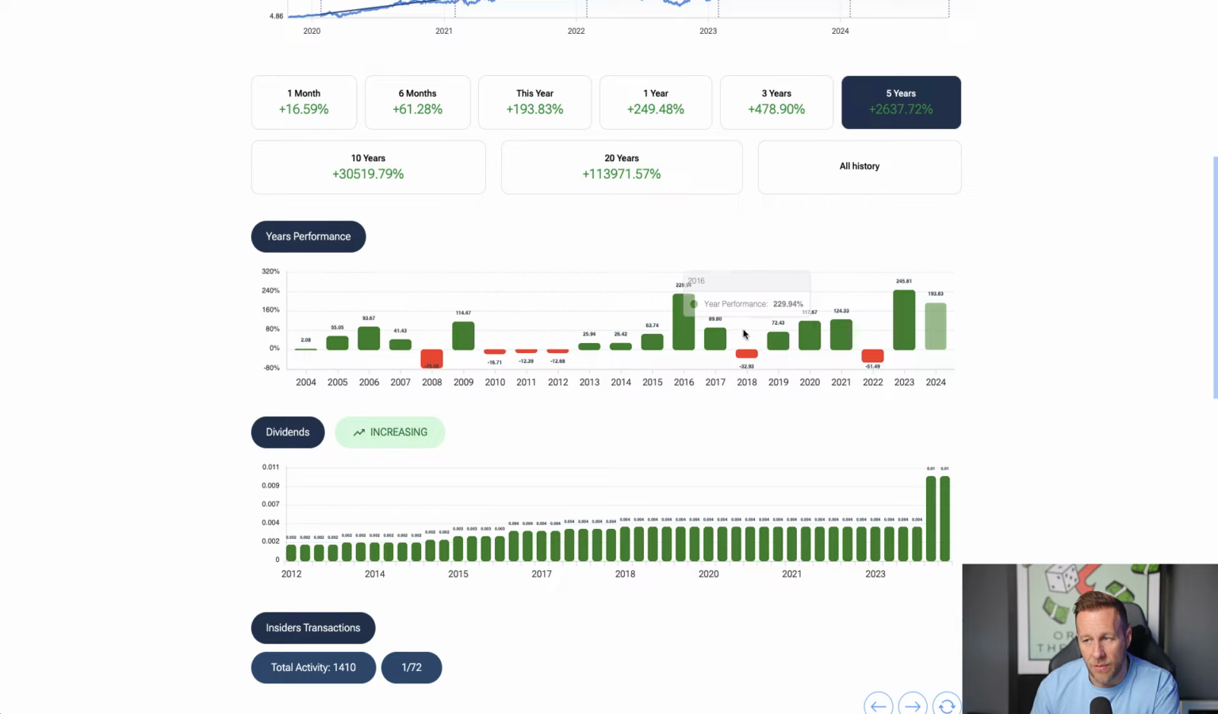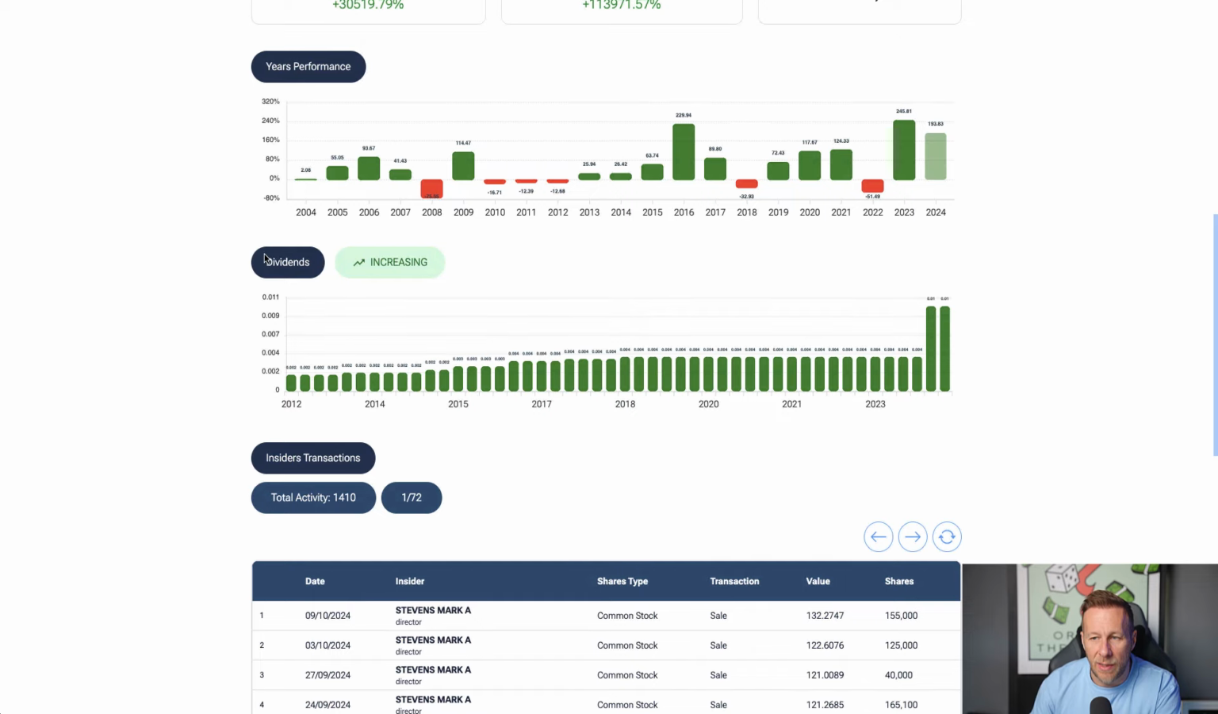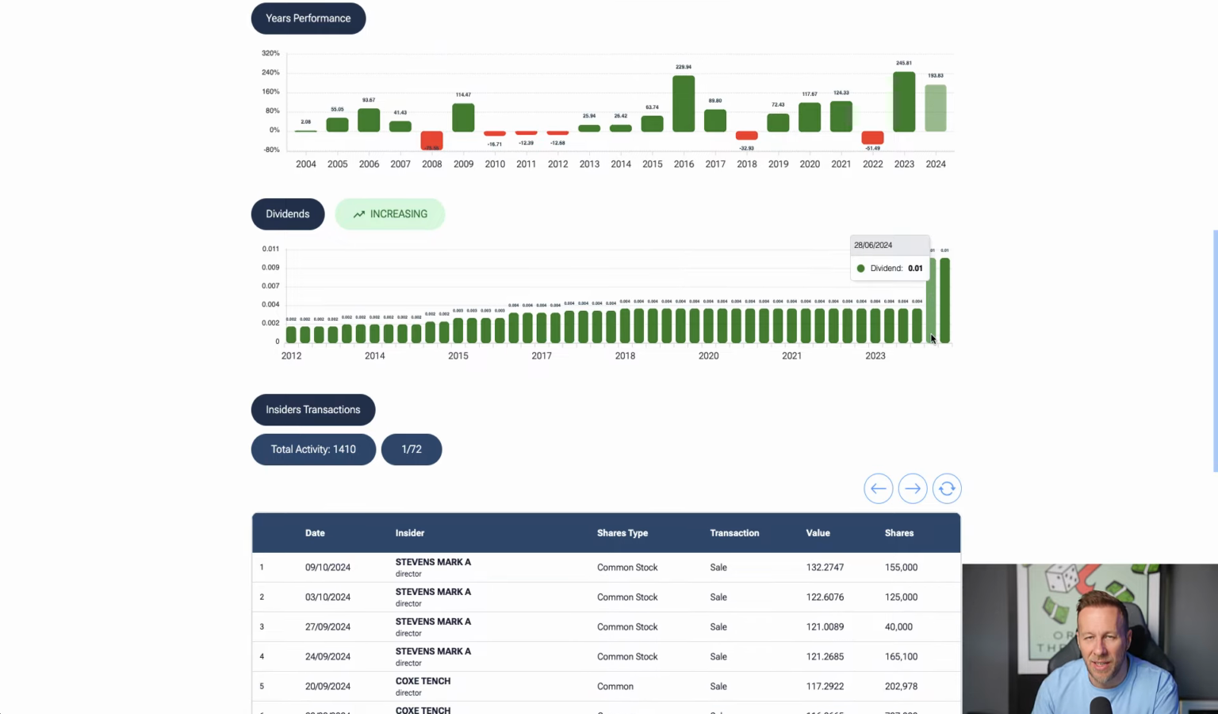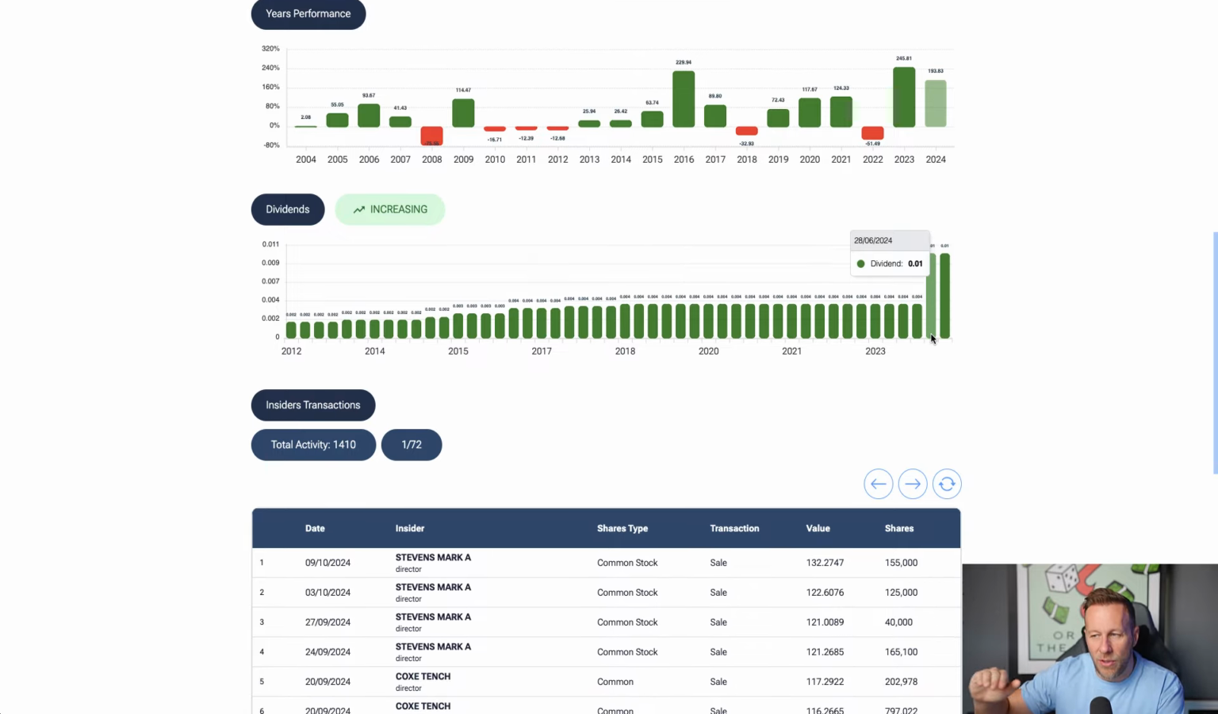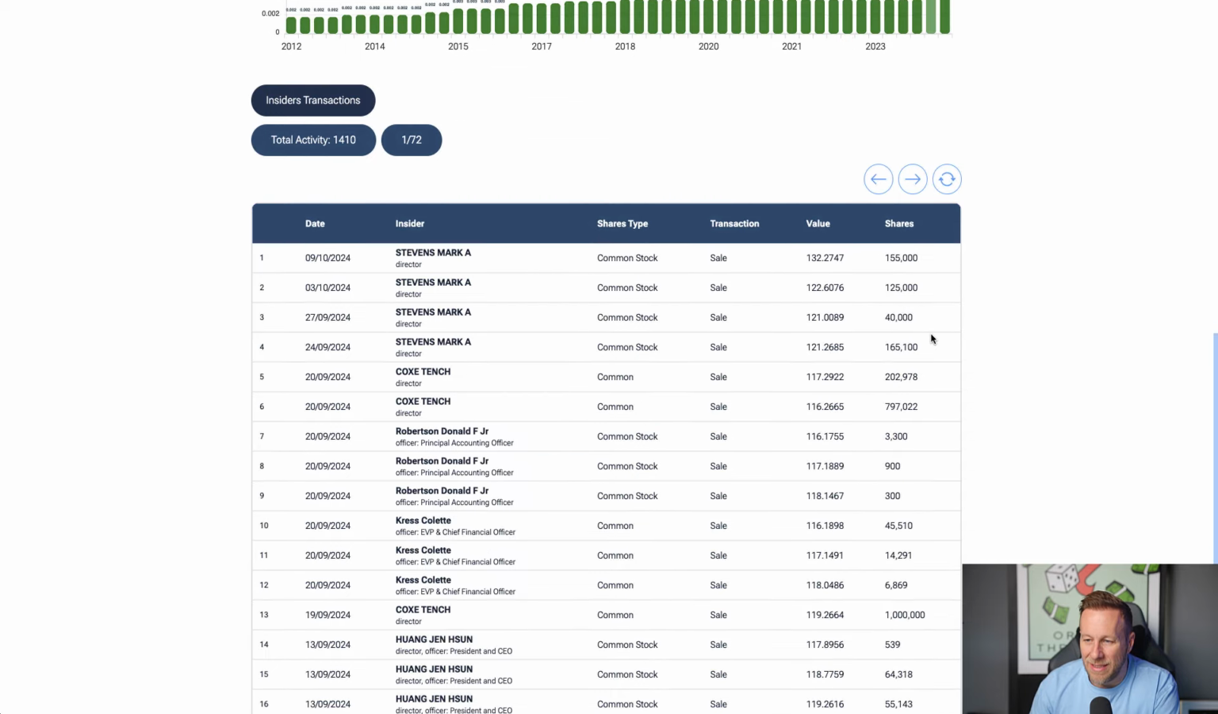That's what these are. Okay, so this is a percentage growth on the yearly performance. Then you've got the dividends as an overview, and you can see that's nicely increasing, those dividends. Bit of an anomaly here. I'm always cautious of anomalies. I don't like anomalies. I like smooth trending patterns.